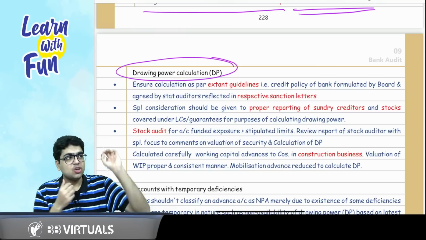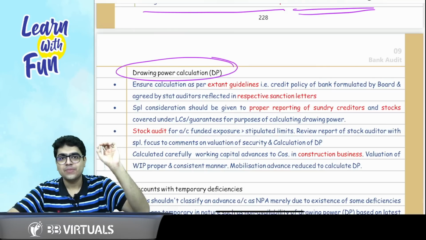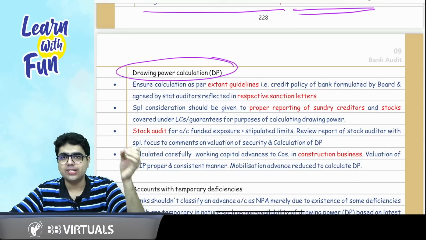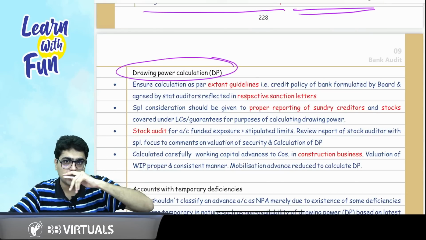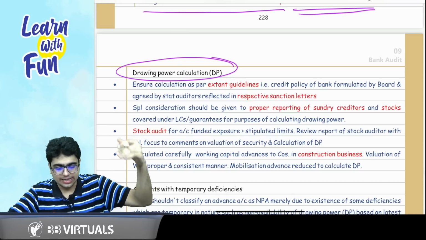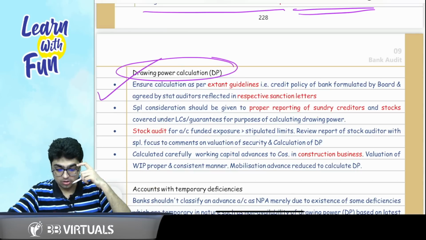It is basically your working capital loans. So it says drawing power should be calculated as per the extant guidelines, or what we call the credit policy of the bank. It is framed by the board of directors, agreed by the auditor. So this is all about drawing power.